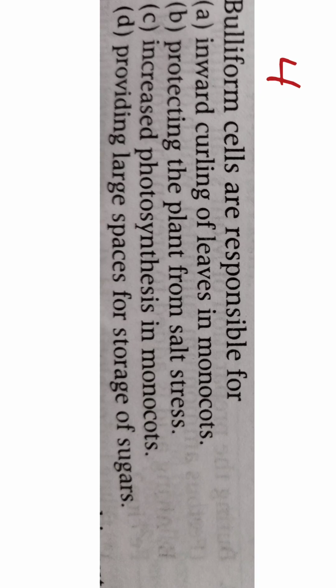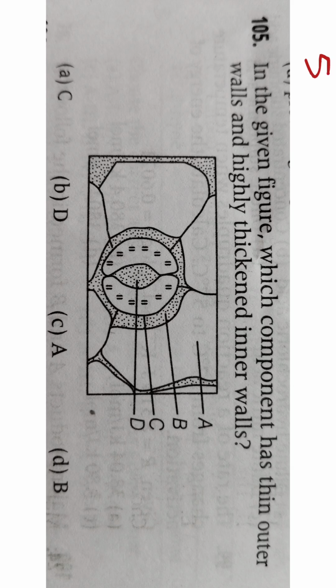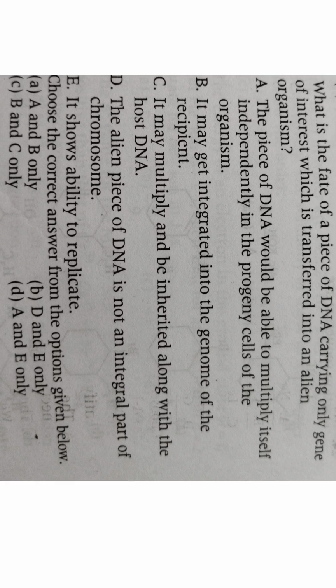Question 4. Bulliform cells are responsible for. The answer is option A, inward curling of leaves in monocots. Question 5. In the figure, which component has thin outer walls and highly thickened inner walls? You can see the diagram. The answer is option A, C. Question number 6. What is the fate of a piece of DNA carrying only gene of interest which is transferred into an alien organism? You can see the options. So the answer is option C, B and C only.